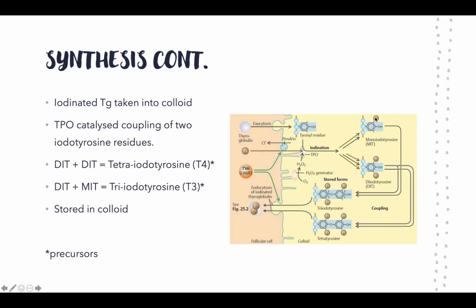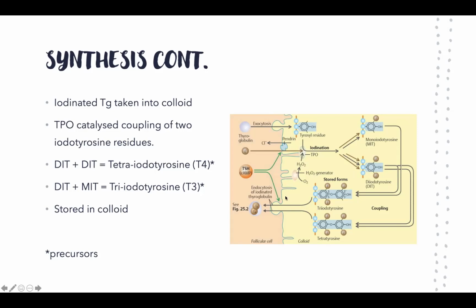So can you see there's one iodine attached here and there's two here? What would 1 and 2 make? It would make 3. This is where we get T3. So that 3 refers to the 3 iodine anions attached to that thyroglobulin. Next, we could have 2 and 2. So if DIT and DIT mix together, it can make T4, and that makes tetraiodothyroxine. So this is where T4 and T3 are named after.